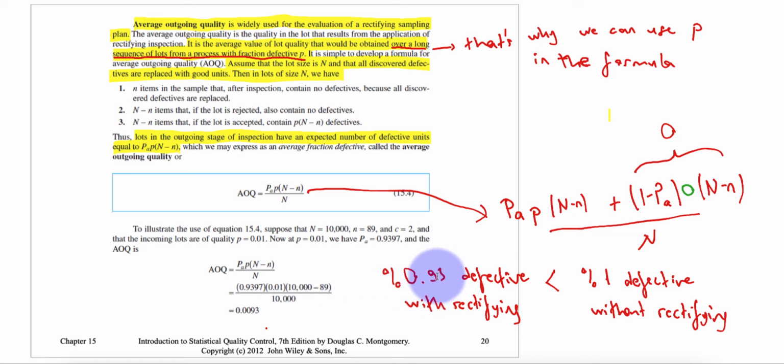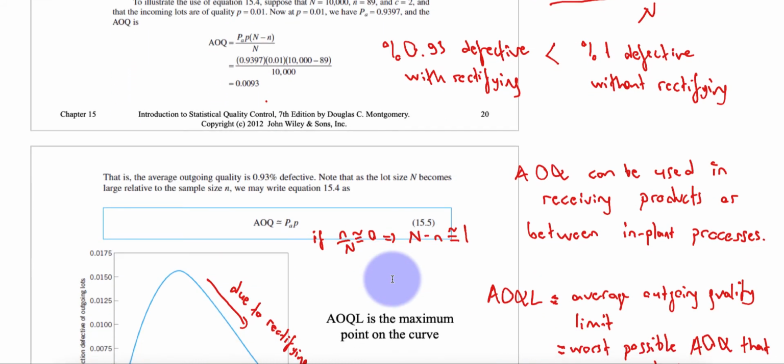But at the beginning, at the initial, we were having 1% defective. Here in the beginning we do not have the rectifying program, but after we have facilitated the rectifying program, we have reduced the defective fraction in the lots. All right. Let's continue.